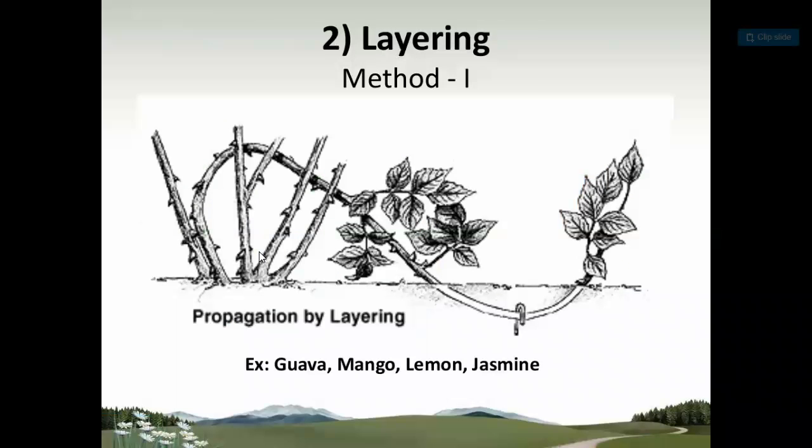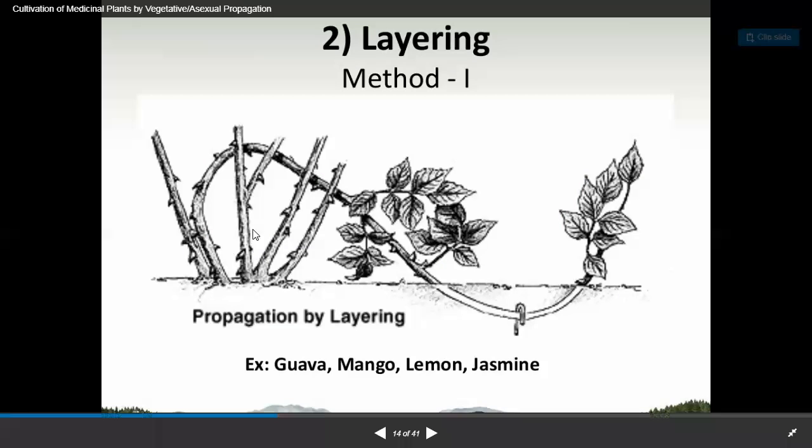The second method of cultivation is layering, right? In layering method one, we can see here the propagation by layering. Here in the case of guava, mango, lemon, and jasmine, we can adopt this particular method. Here in the plant, you can see this plant has gone, and if you cut this particular area, from here this area will have the capability to generate the new plant, right? So here the layer of the plant can be used for the generation of a new plant.